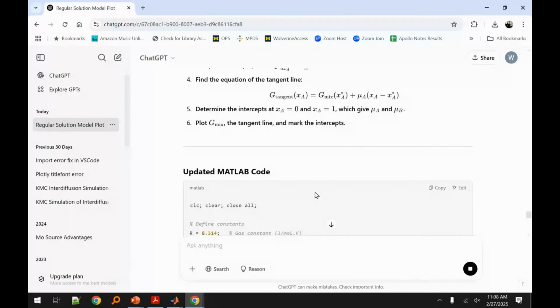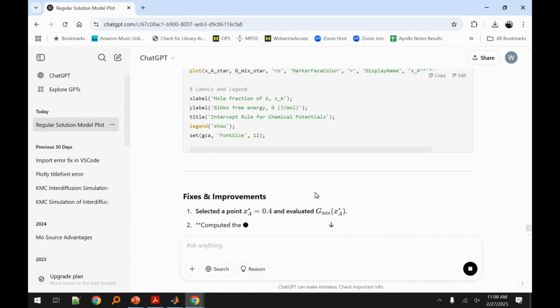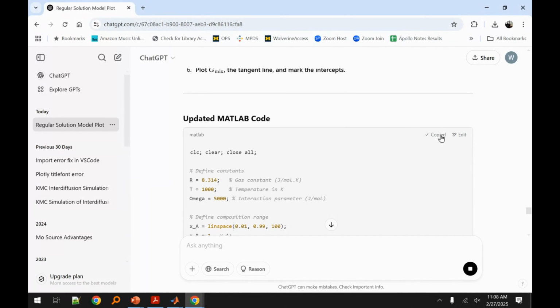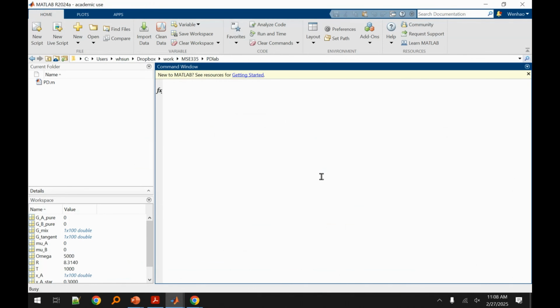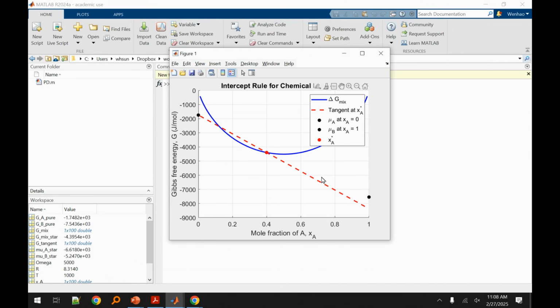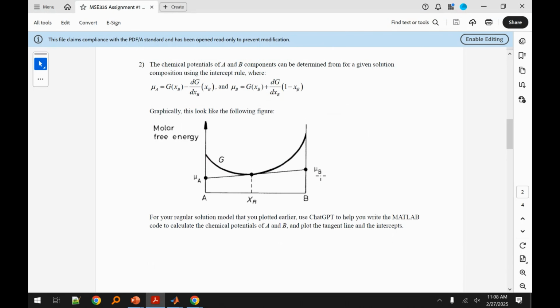So while this is running, let's copy it, put it into MATLAB and try again. Now I can manually edit it. Okay, so now it's getting stuck and it's not able to find the result. So I'm going to do one last thing before I move on. I'm going to give it the actual equation and see if it can implement it.